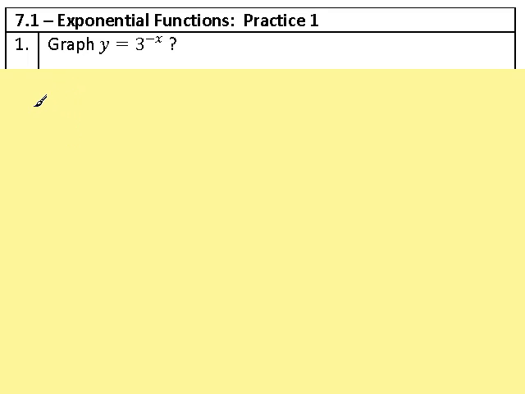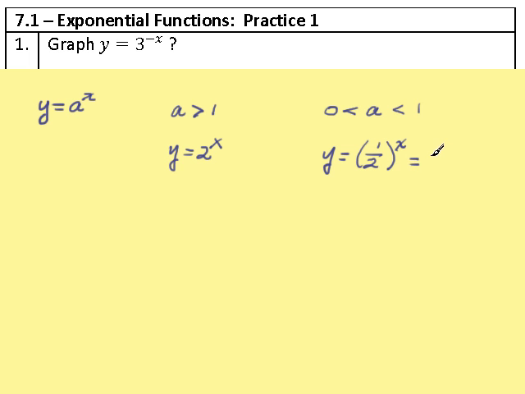An exponential function is of the form y equals a to the x. Basically we have two types of exponential functions: one where a is greater than 1, and the other where a is less than 1, but it's always going to be positive, greater than 0. For example, for a greater than 1 we can have something like y equals 2 to the x. And for a less than 1 we can have something like y equals 1/2 to the x, which is the same thing as 2 to the minus x.